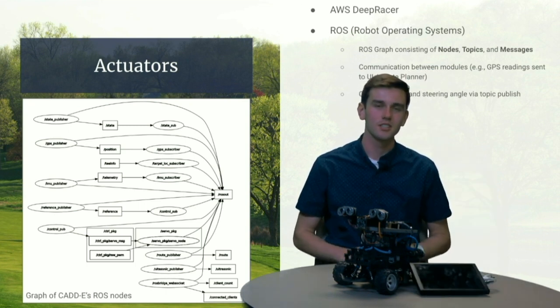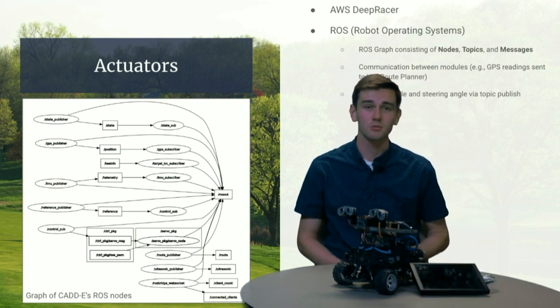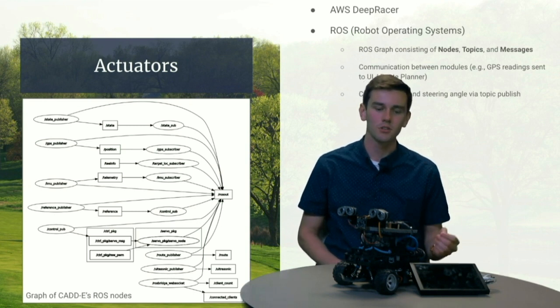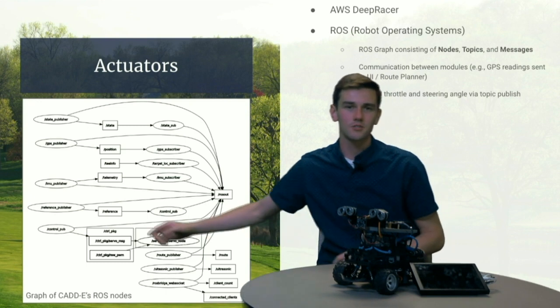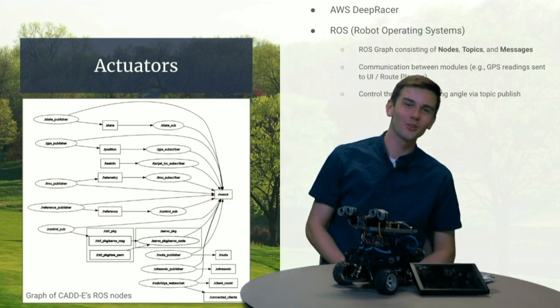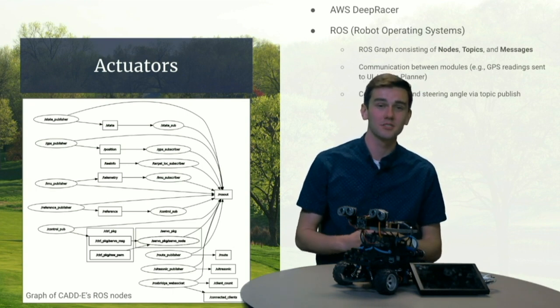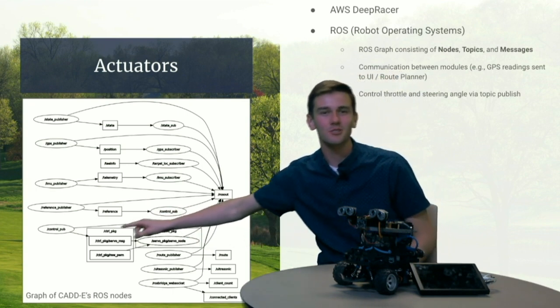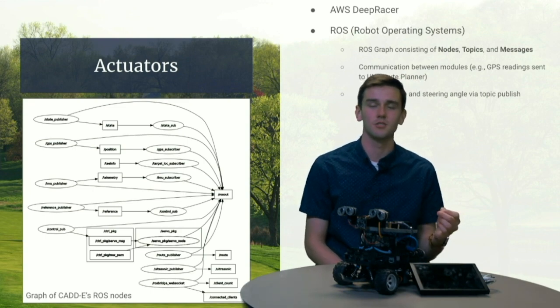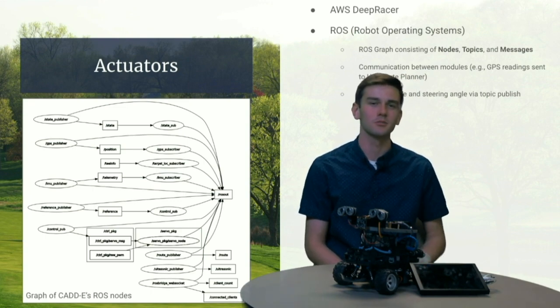Also, since the DeepRacer natively supports ROS, it was fairly easy for us to send the output from the controller to actually control the car. So here is a node for the controller to publish messages to the various servos on the DeepRacer, which will activate the actuators to control the throttle and the steering angles.